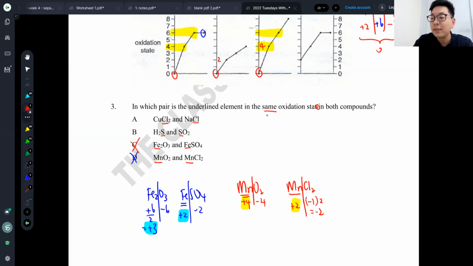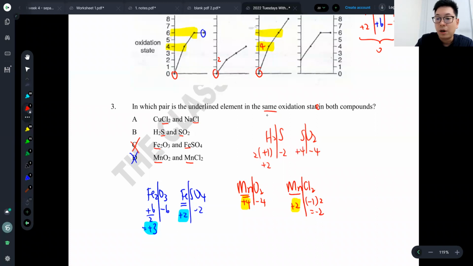And then we have H2S and SO2. Split, and fill in hydrogen first: +1 times 2, +2. This is -2. For SO2, this is -4, so this is +4. Notice once again the sulfur is different, so this is also wrong.